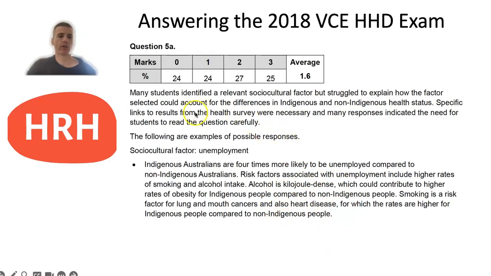Another example of a socio-cultural factor you could have chosen would have been something like education, and talked about how Indigenous Australians are likely to have lower levels of education than non-Indigenous Australians. Then you could have linked that to their knowledge of the risks associated with energy-dense foods, such as processed foods, being lower. They might be more likely to consume those than non-Indigenous Australians, contributing to higher levels of obesity as mentioned in the survey. So there's a few different examples of socio-cultural factors you could have used.